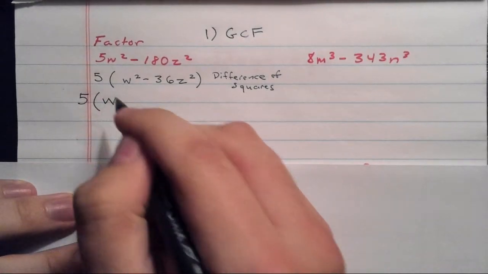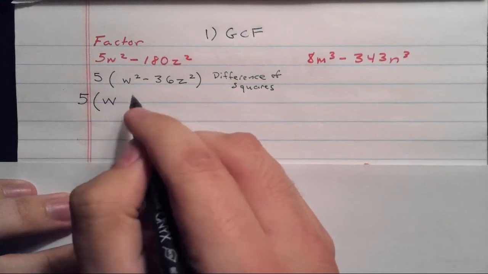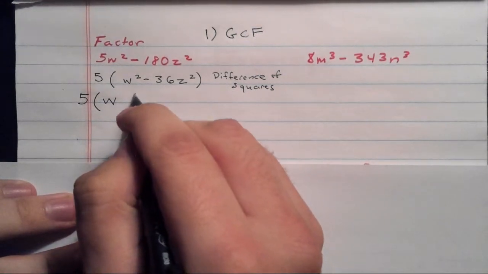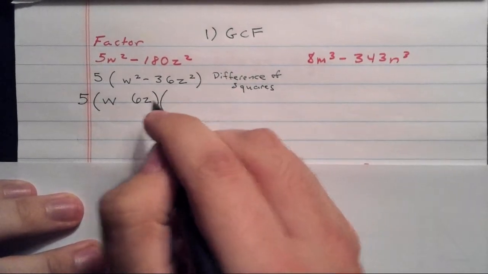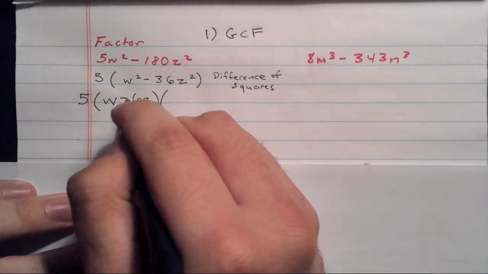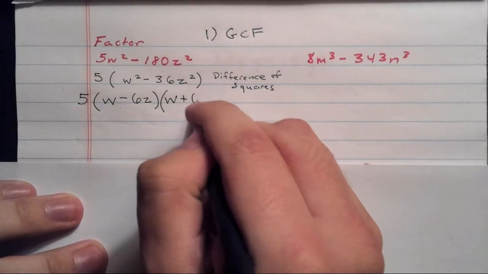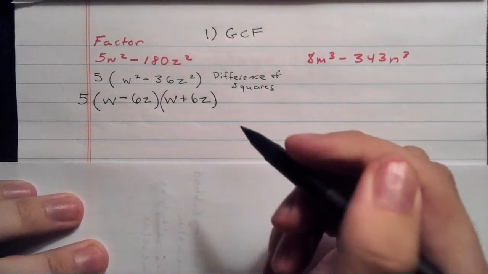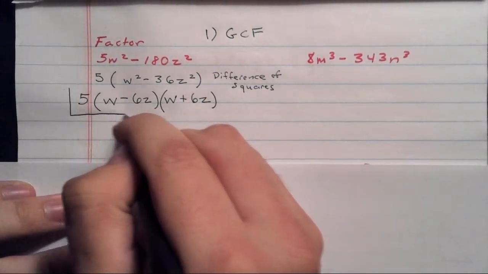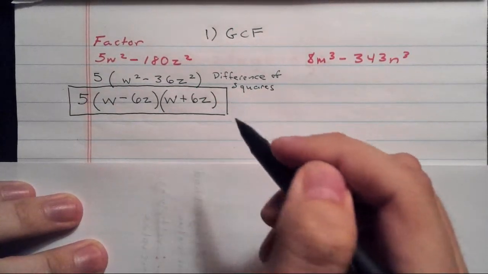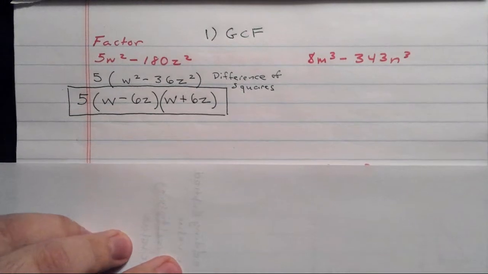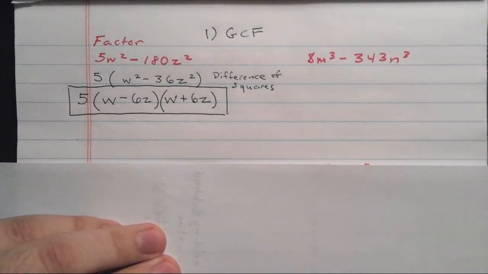Well, w squared is w squared. And 36z squared is 6z squared. So what I'm going to do is take that and I will subtract them once and I will add them once. Now, of course, the order you put them in doesn't matter because we know that multiplication is commutative. So whether I wrote w minus 6z first or w plus 6z first, it's the same product either way.